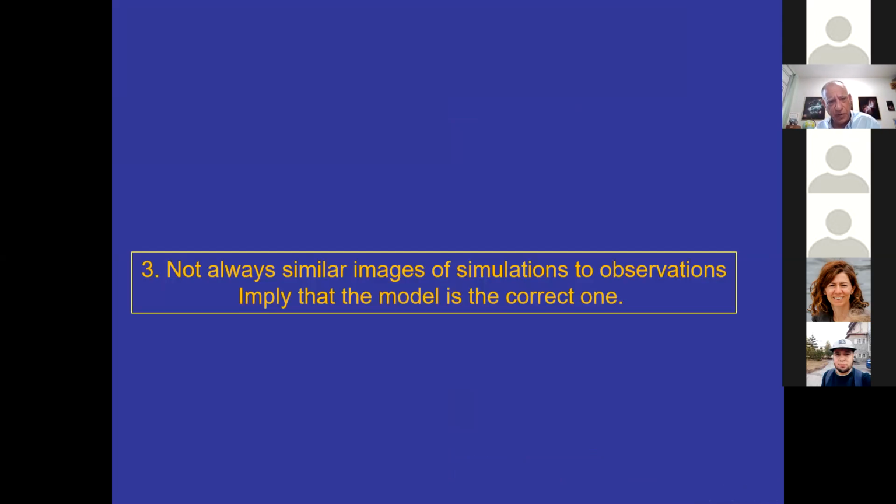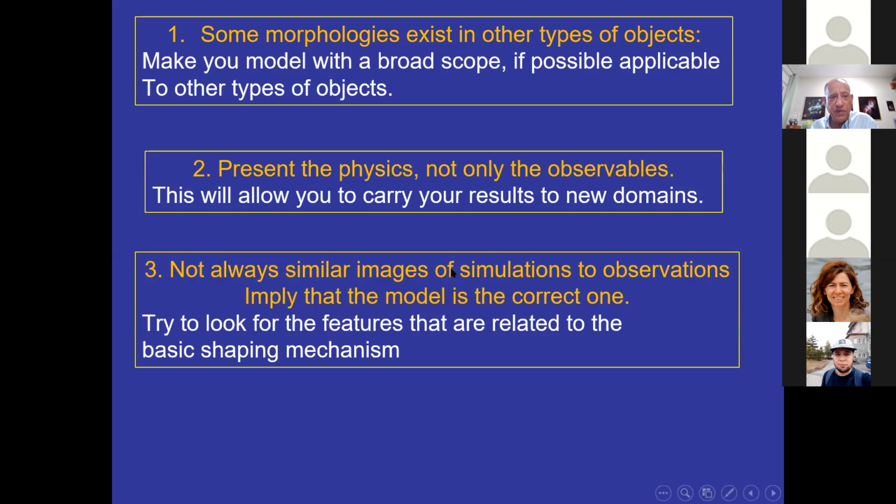My last point is that not always when you obtain similar images in simulation that resemble observation, this implies that the mechanism is actually the same. So not always do similar simulation and observation imply that the model is a correct one. So one should be very careful.